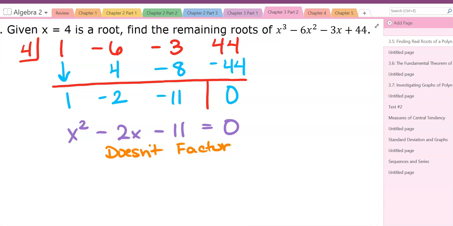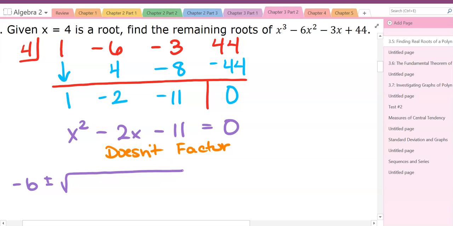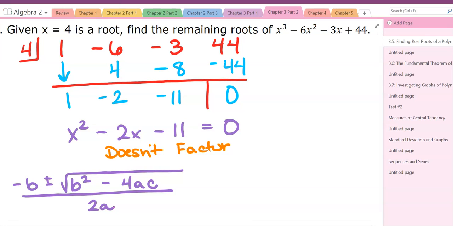So remember the quadratic formula, if you don't remember that, it's opposite of b plus or minus the square root of b squared minus 4ac, all over 2a. Remember a, b, and c, those come from the equation that we're working with. So can you guys tell me real quick what would a, b, and c be for this equation?